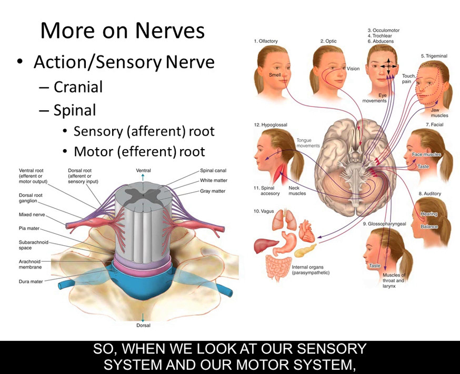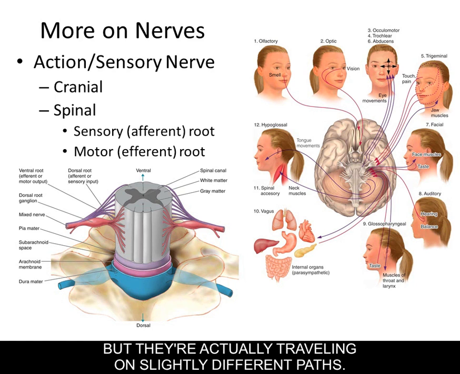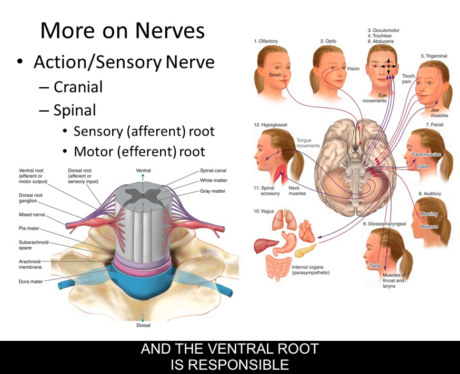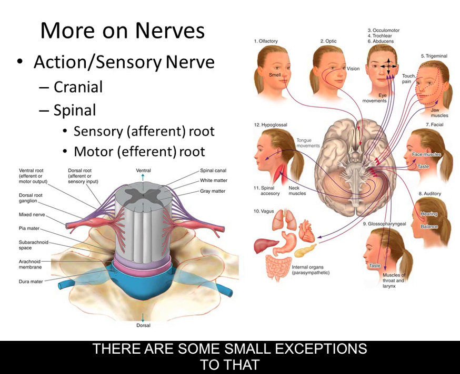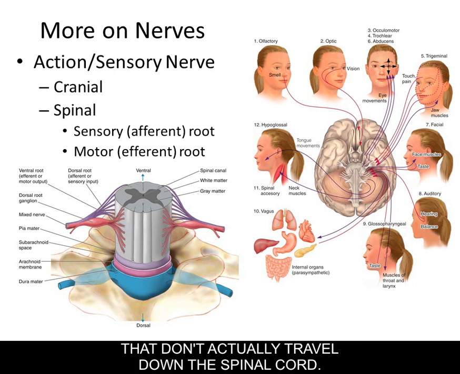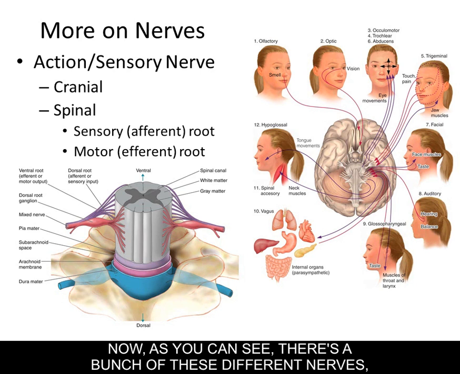So when we look at our sensory system and our motor system, they're connected to the spinal cord, but they're actually traveling on slightly different paths. The dorsal root, or the afferent root, is responsible for sensation, and the ventral root is responsible for the actual movement of the body. There are some small exceptions to that, and you can actually see it on the right-hand side, where we have specific nerves that don't actually travel down the spinal cord. Now, as you can see, there's a bunch of these different nerves.